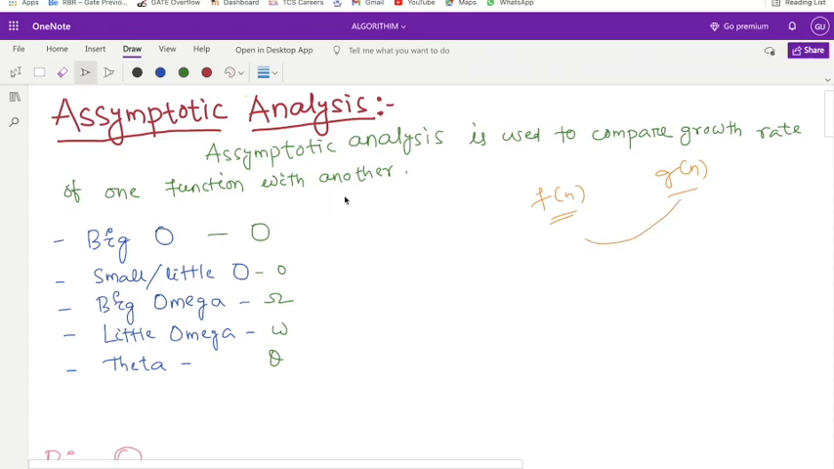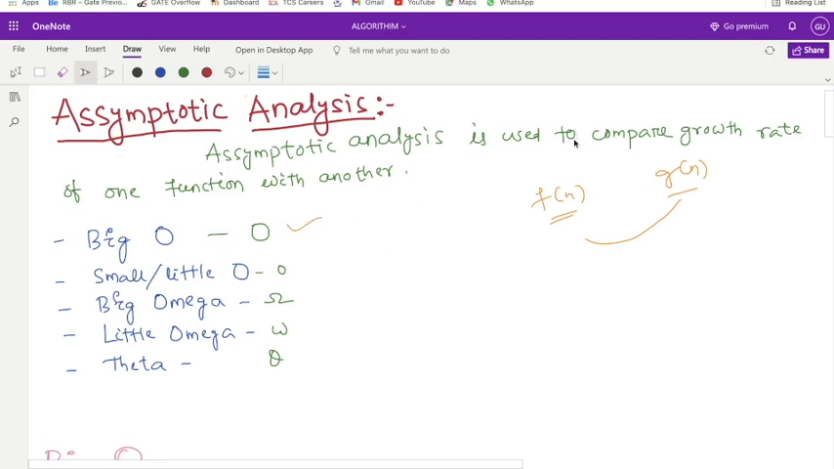Using some notations, we will represent that. These are the notations available in asymptotic analysis. This is called big O. I will make a separate video for each notation. So this is big O, this is small o, big omega, little omega and theta. These are the asymptotic notations available through which we compare two functions and find out which one is greater and which one is smaller. Let's start with big O.